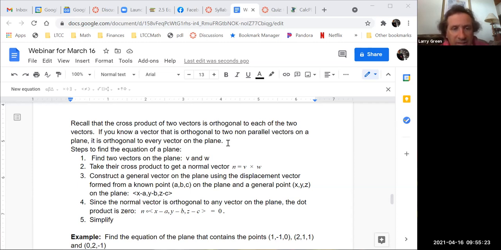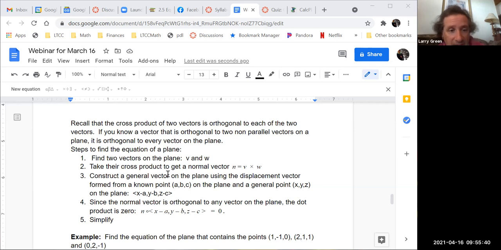So here are the steps to find the equation of a plane. Step 1, find two vectors on the plane, v and w. Often you find the two vectors, if you're given 3 points, they could be the displacement vectors. Okay, that's your typical way of doing it.